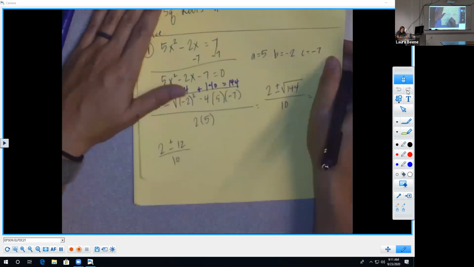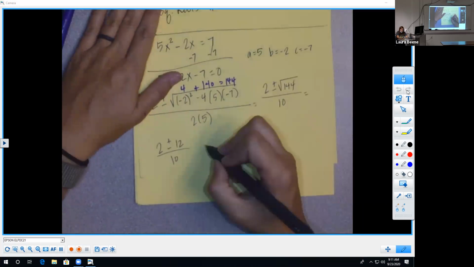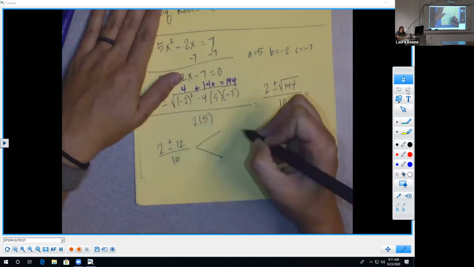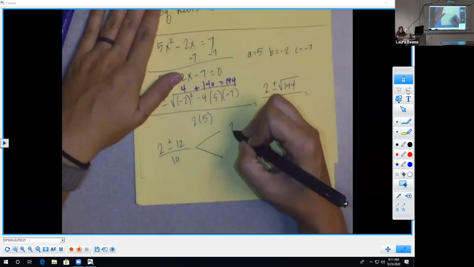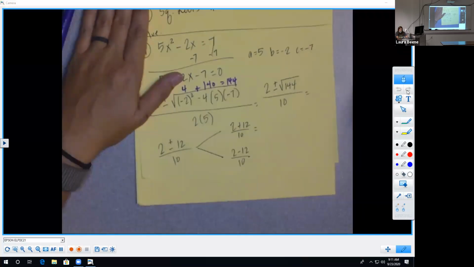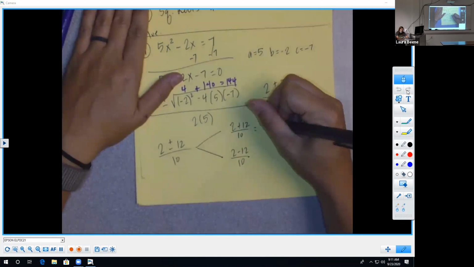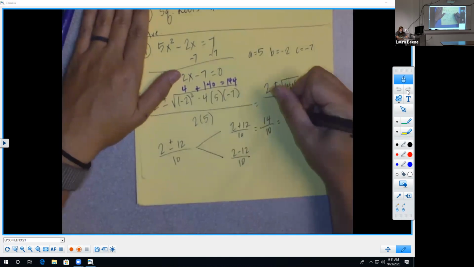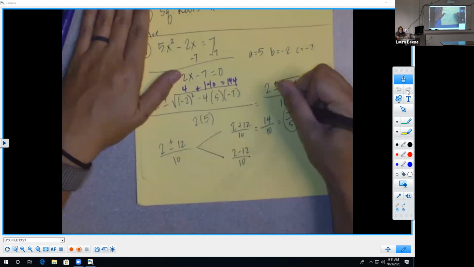The square root goes away because we took the square root. And that's two different problems, right? One of them is 2 plus 12 divided by 10. The other is 2 minus 12 divided by 10. 2 plus 12 divided by 10. What's 2 plus 12? 14. And 14 divided by 10 reduces to 7 over 5.